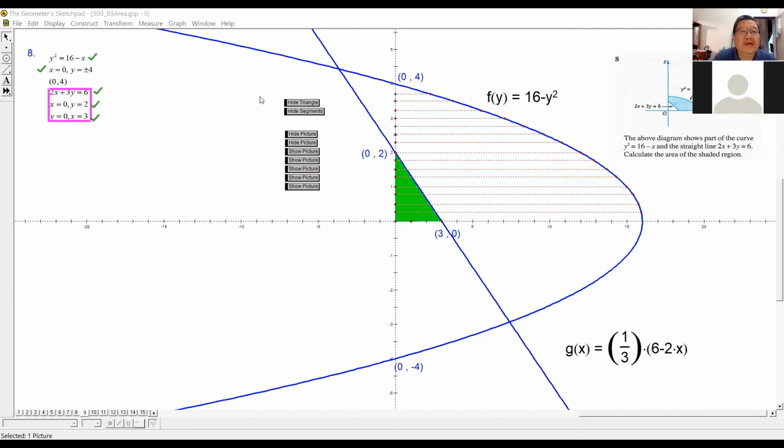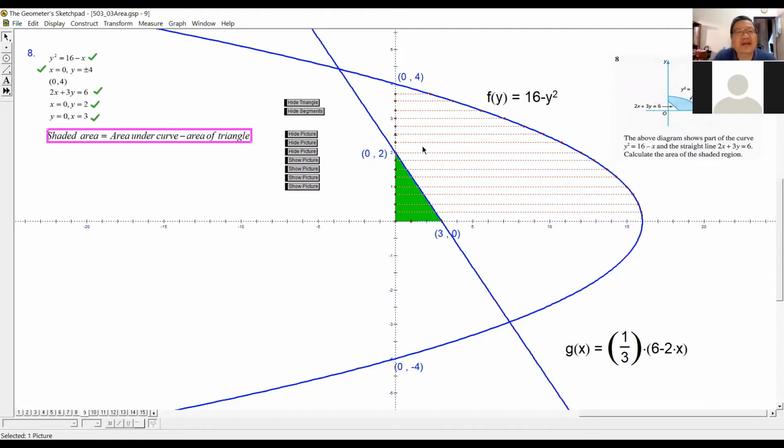Okay, so next, after finding these points, you look at the shaded area. The shaded area is this pink red dotted line here. This shaded area is what we want to find, and it excludes the green triangle.